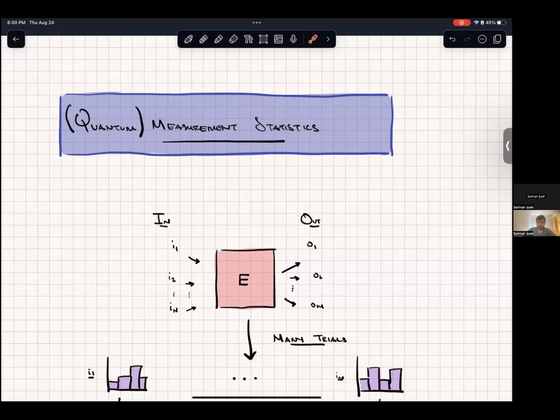Hi, time for a quick bit. Today, I want to talk about quantum measurement statistics and eventually their role in understanding quantum contextuality and quantum non-locality.